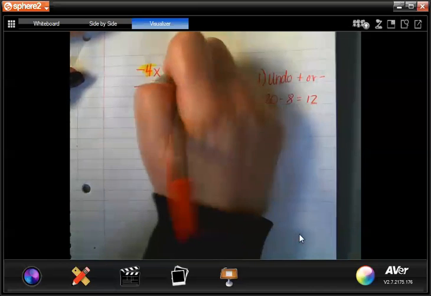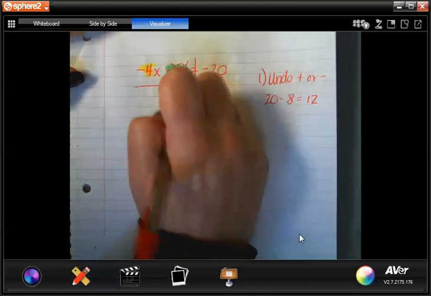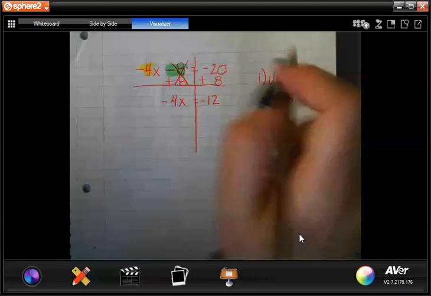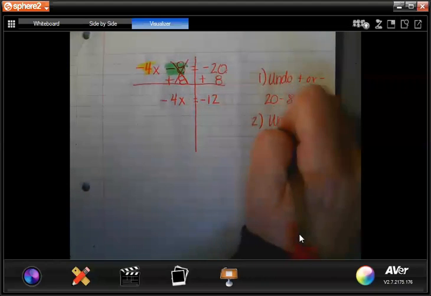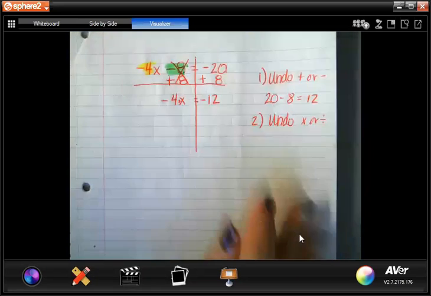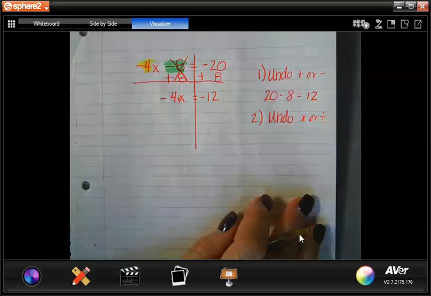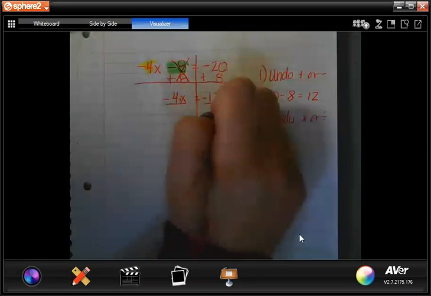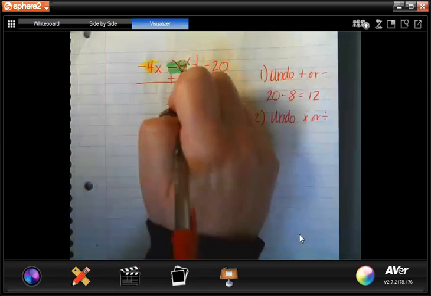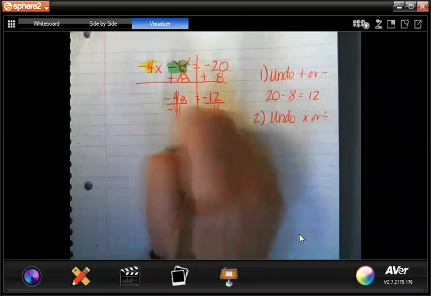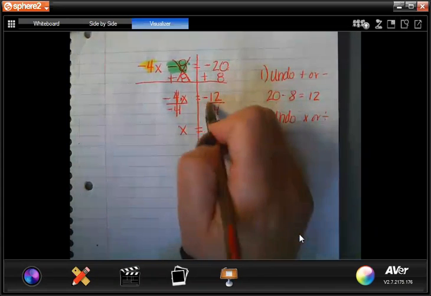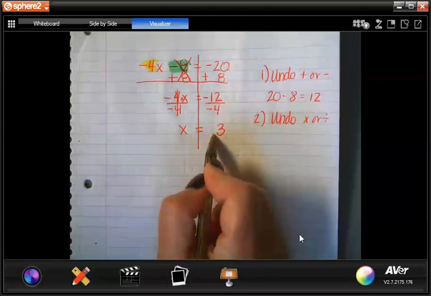These cancel out, leaving me with negative 4x on this side. Now step 2: undo the multiplication or division. This is multiplication, so the inverse is division. Divide both sides by negative 4. Negative divided by negative is positive. 4 divided by 4 is 1, leaving me with x. 12 divided by 4 is 3. Negative divided by negative is a positive.